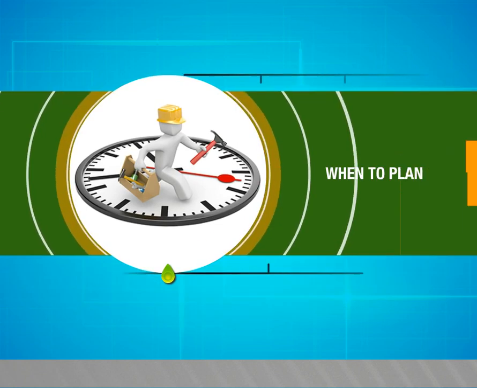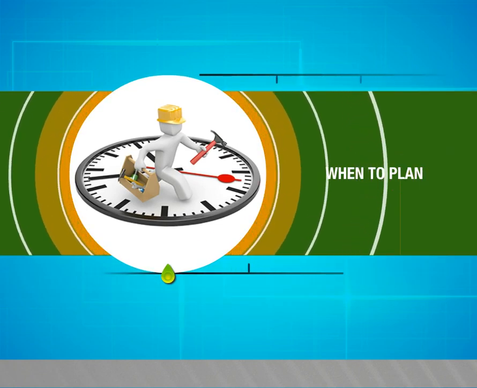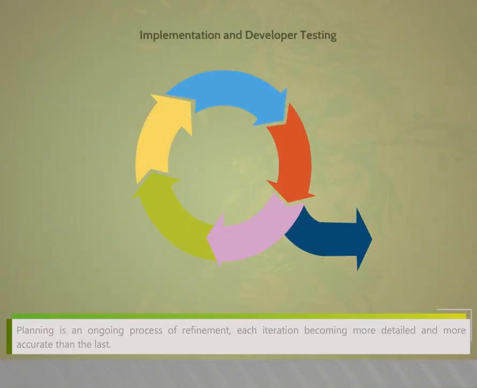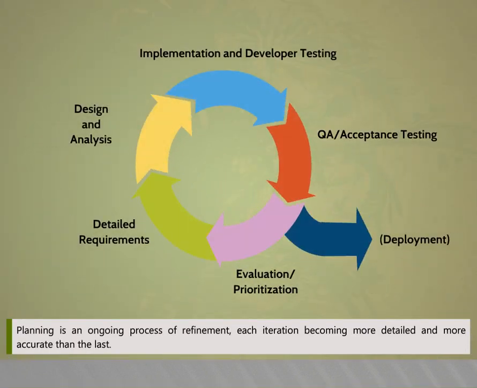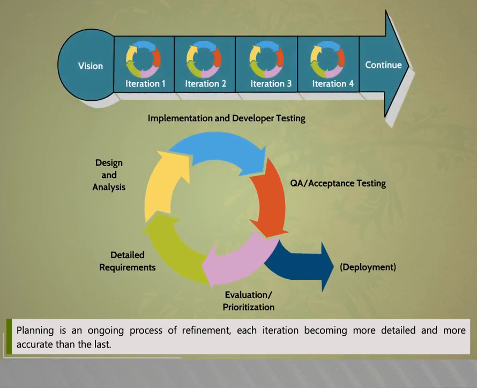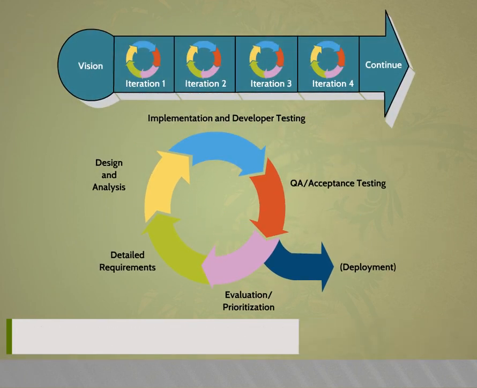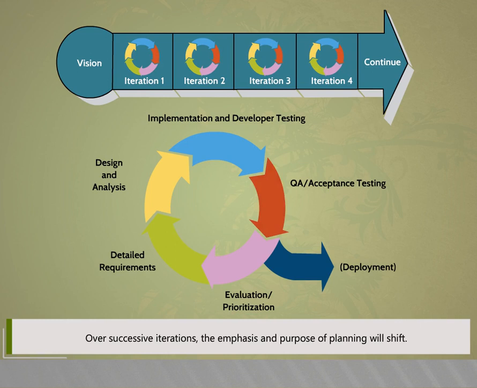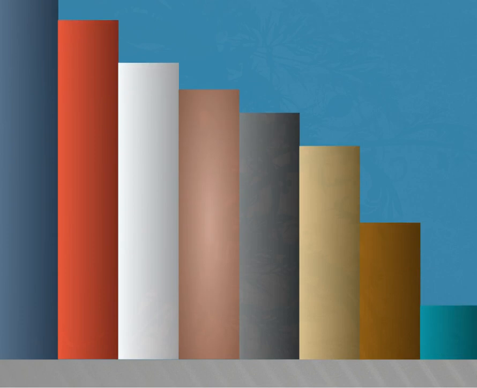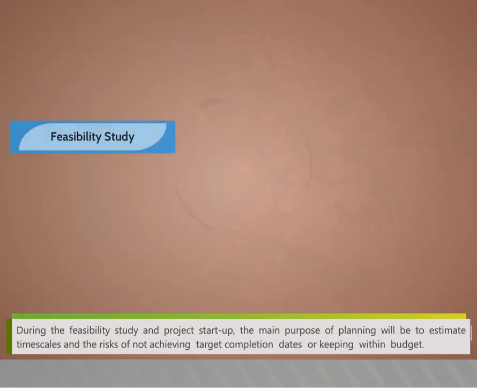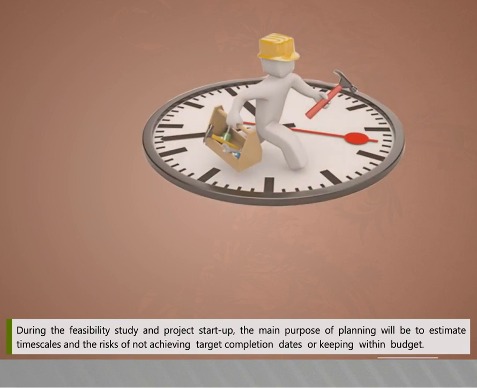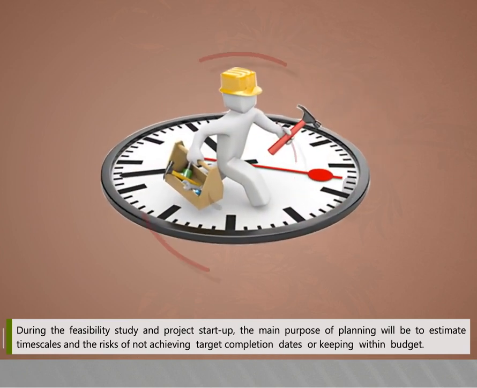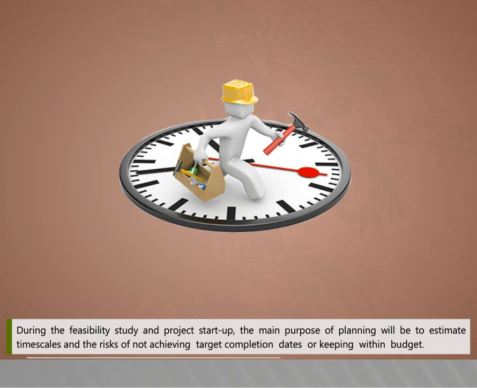When to plan. In this video, we are going to see about when to plan. Planning is an ongoing process of refinement, each iteration becoming more detailed and more accurate than the last. Over successive iterations, the emphasis and purpose of planning will shift. During the feasibility study and project startup, the main purpose of planning will be to estimate timescales and the risks of not achieving target completion dates or keeping within budget.